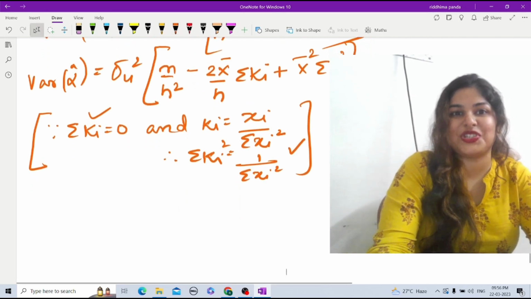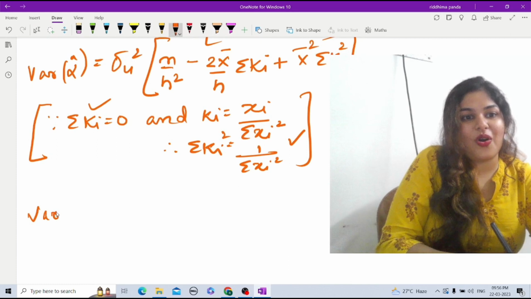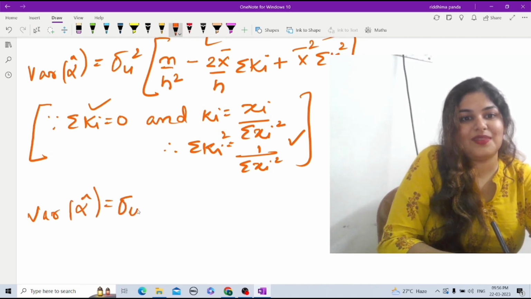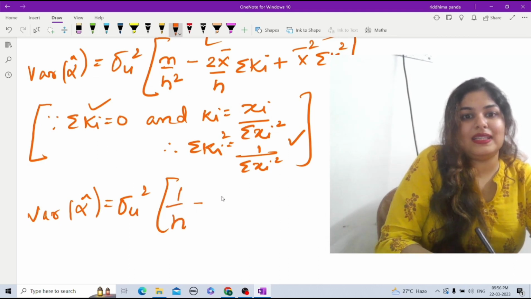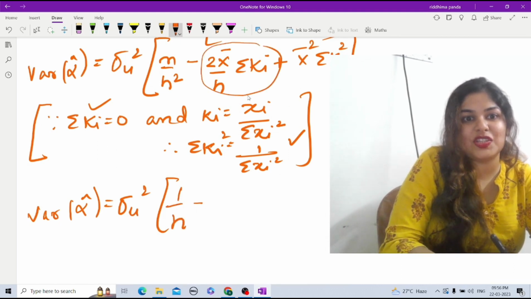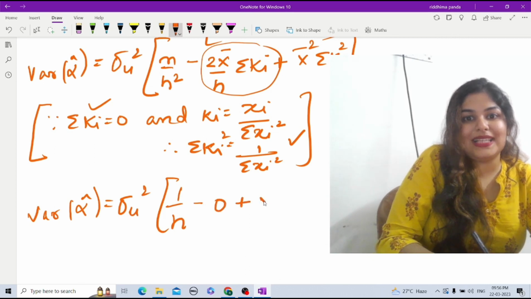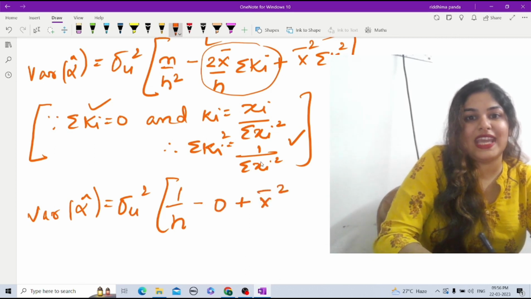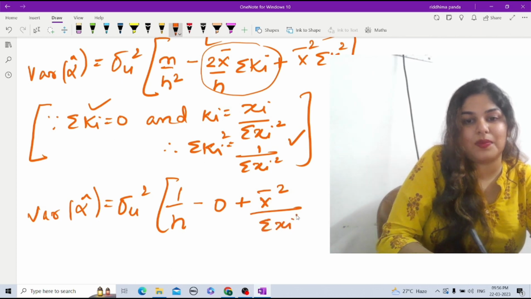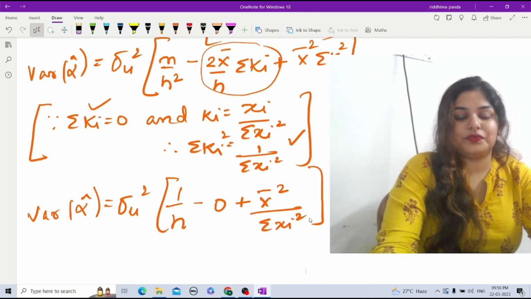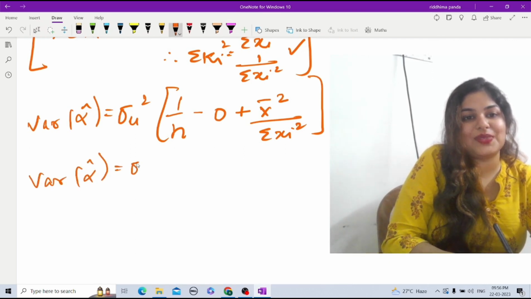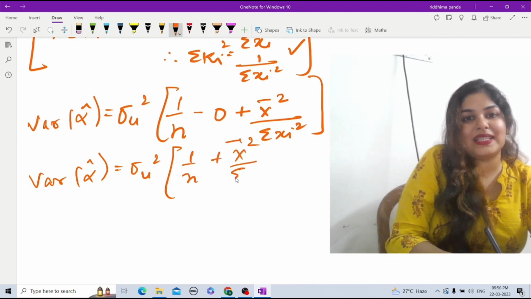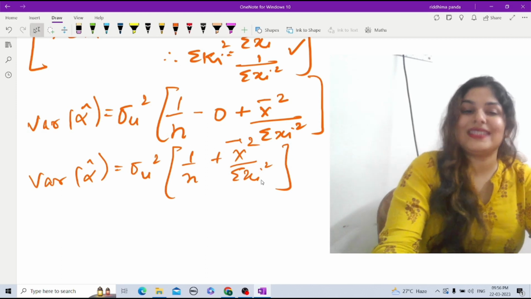So the simplified version is variance of alpha hat is equals to sigma u square. Now n by n square, so 1 by n minus, summation ki is 0, so 0 plus x bar square. Now this summation ki square is what? Summation xi square, right? So therefore variance of alpha hat is equals to sigma u square (1 by n plus x bar square by summation xi square). Now let's take the LCM.